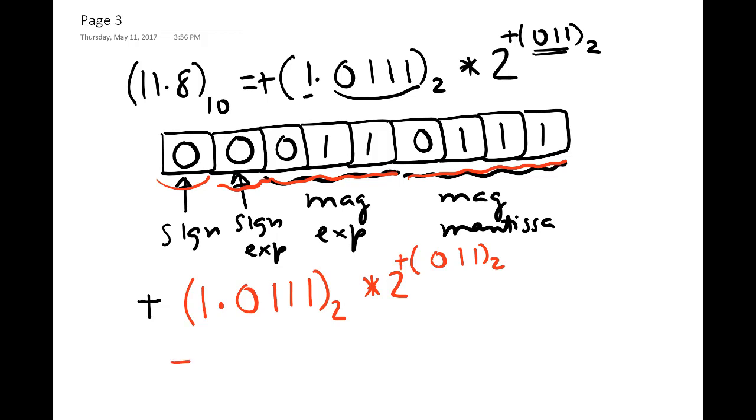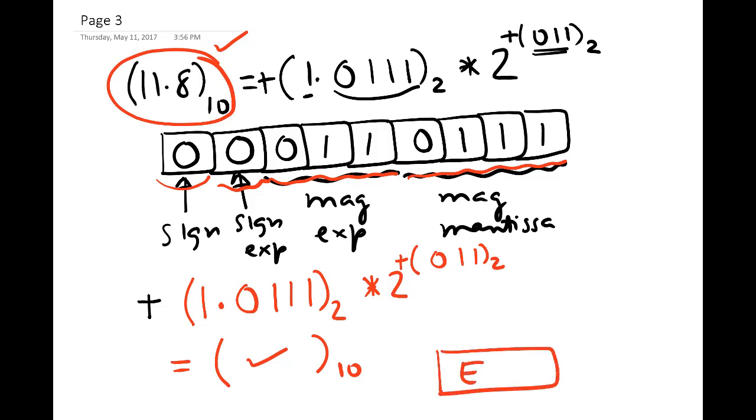So go ahead and see what this is equivalent to in base 10, and you will see that it is not equivalent to 11.8 base 10. That difference between this number and this number will tell you what the round off error is, caused by using this hypothetical 9-bit word for our floating point representation. And that is the end of this segment.